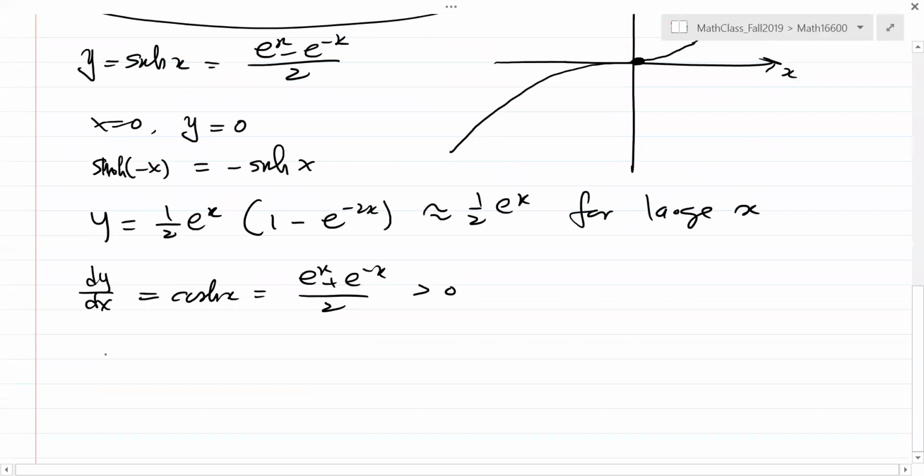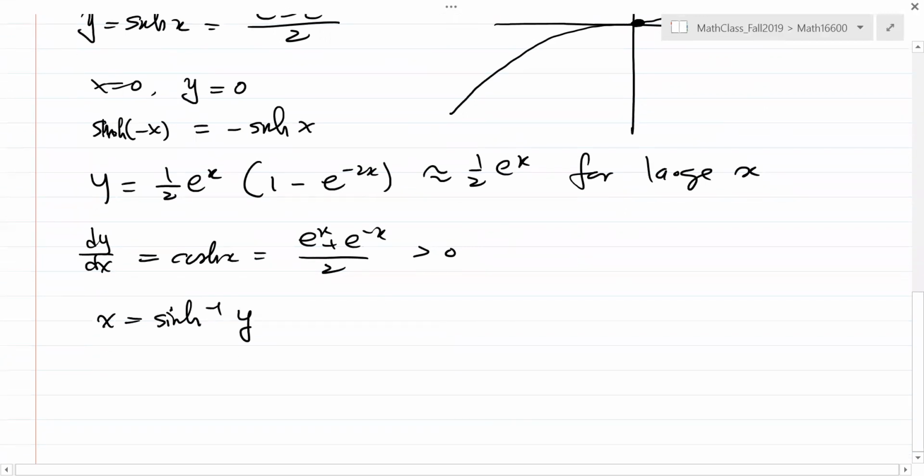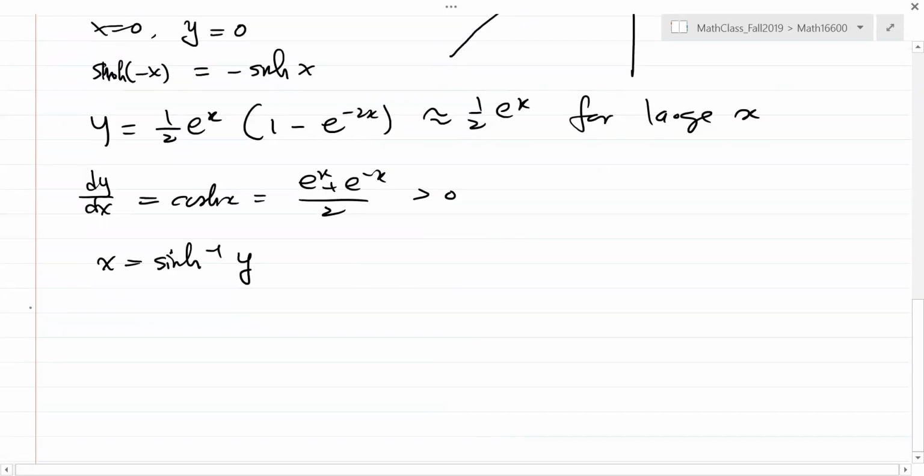Okay, so you can solve for x in terms of y. So this has a solution. You can solve that. And very lucky this time, since hyperbolic sine x is expressed in terms of e to the x, the inverse is not a brand new function. It also can be expressed in terms of other known functions. Let's do it, okay? It's a good exercise.